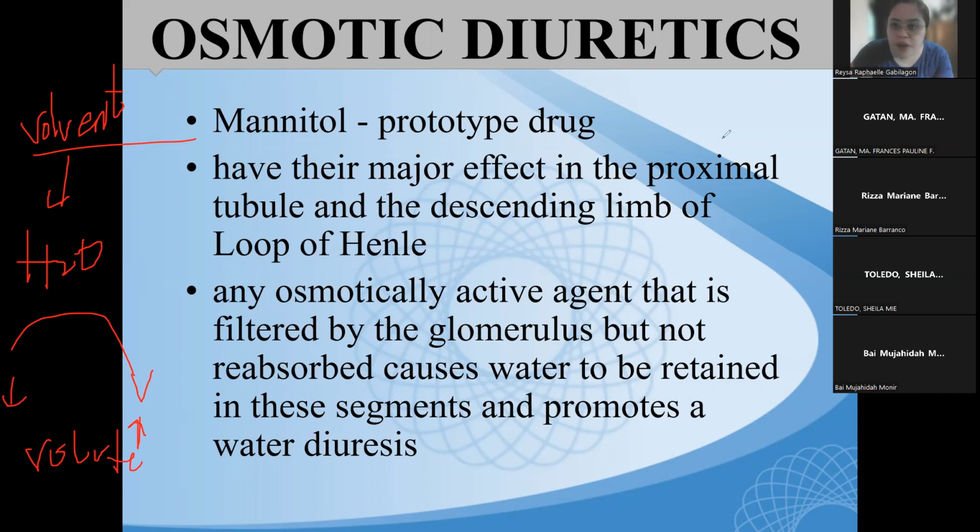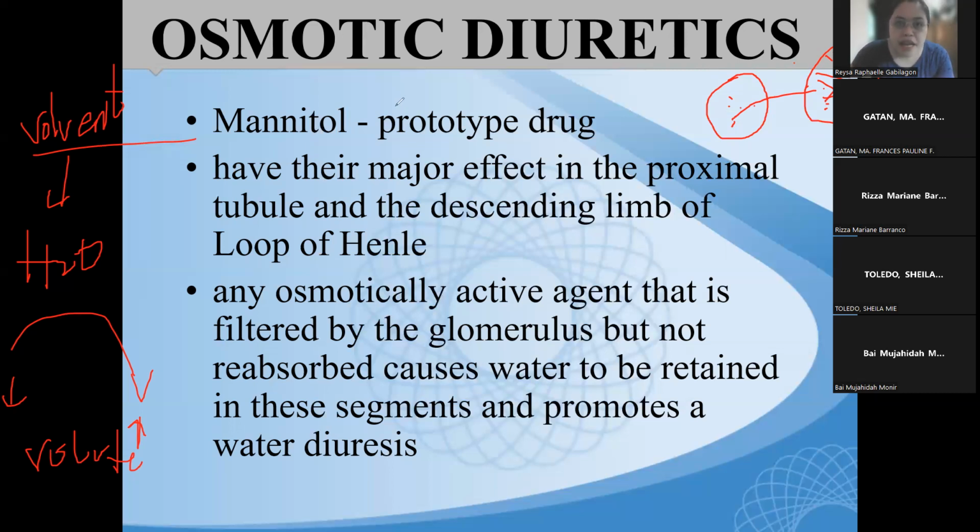Therefore, you have one compartment in the body here. It has a lower solute concentration. Then you have one compartment here na marami siyang solute. Ang mangyayari class, water will go there. Kasi, again, this should be diluted. Madidilute siya. Kasi marami siyang solute.